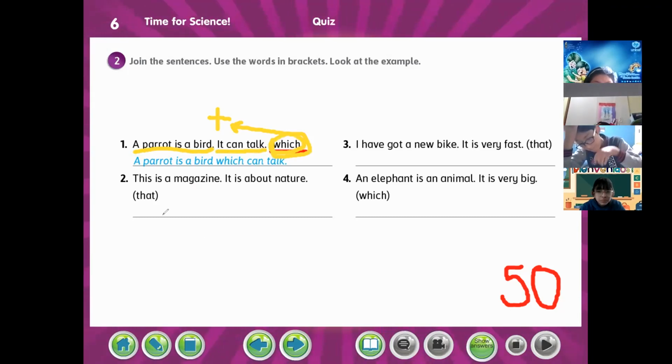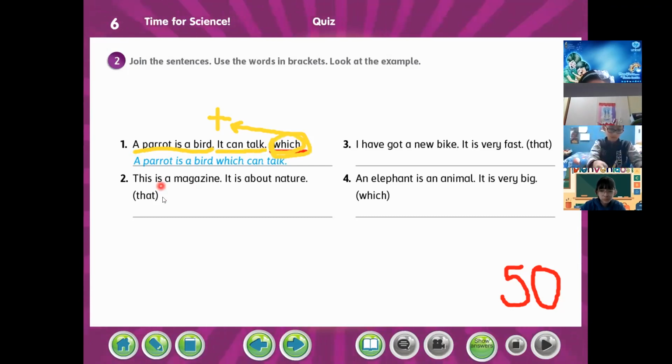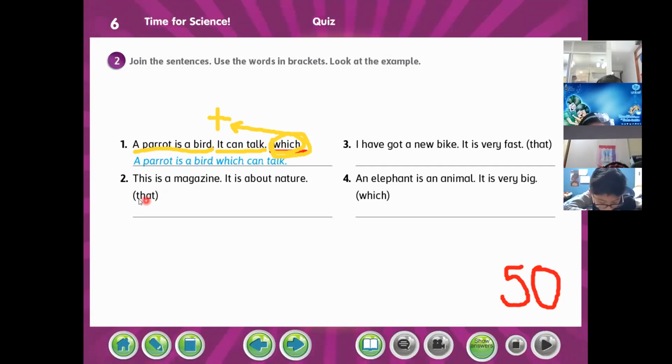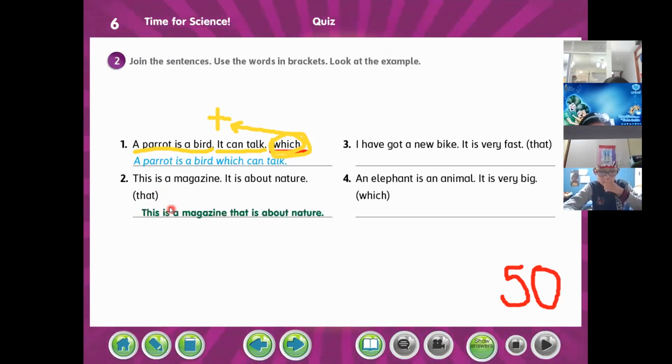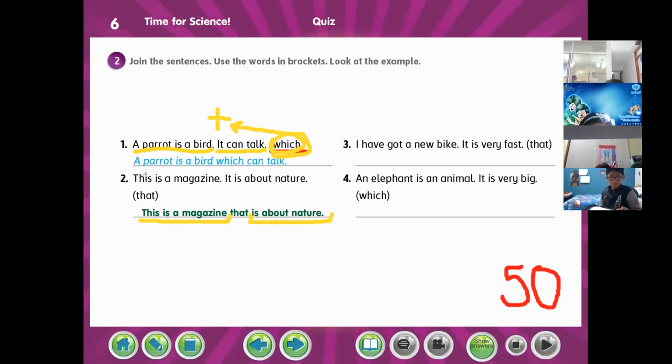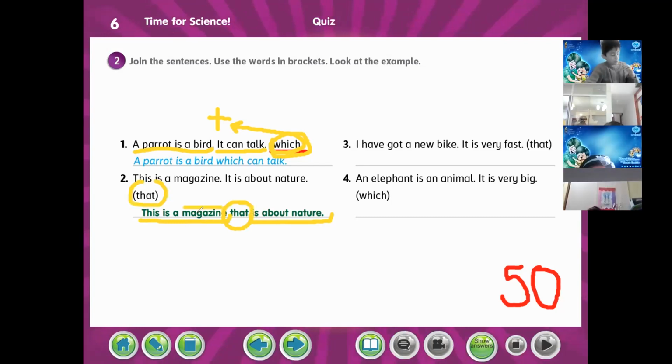Similar is in the number two. Okay, Gonzalo, can you read the number two? This, teacher, with the word that, no? Yes, yes. This is a magazine that is about nature. Good. You see, my friends, we joined two ideas. One, the second idea, and we use that. Because it's a magazine. You see, an object.